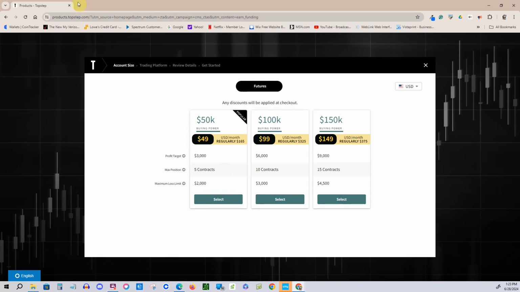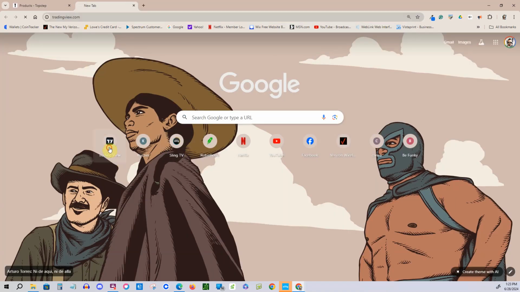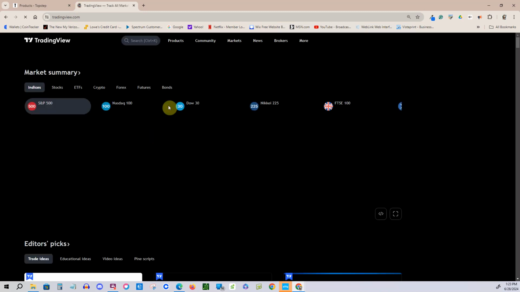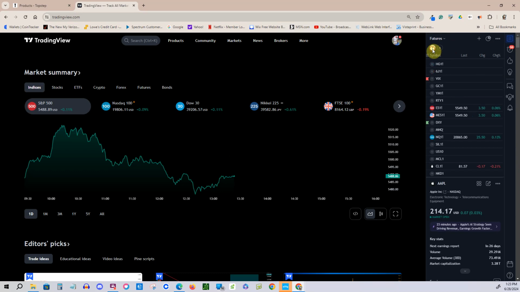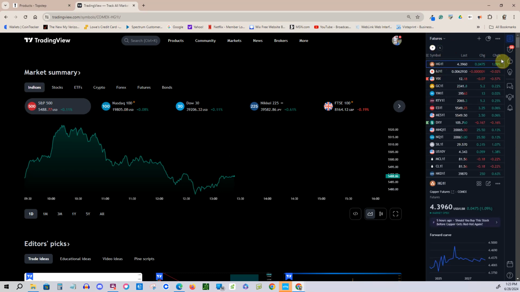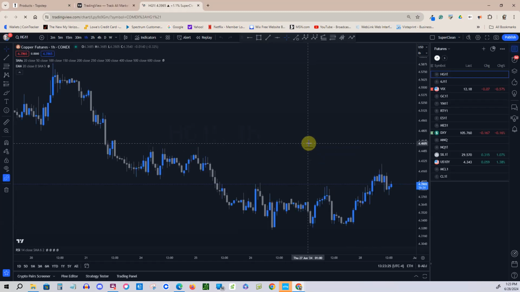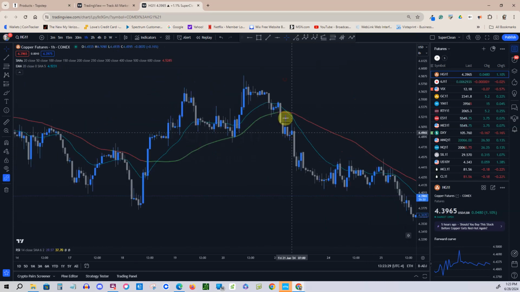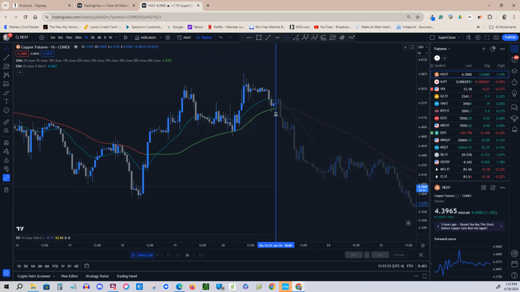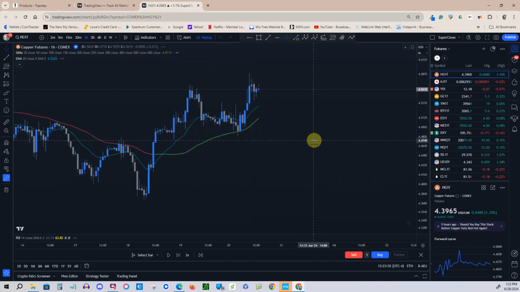So for example, if I go here to TradingView and I open up, let's see what copper is doing. This is copper futures. And let's make a really good trade because I can go back and see what happened. Let's do a replay right here. I'm actually not sure that you can do this on the basic account.